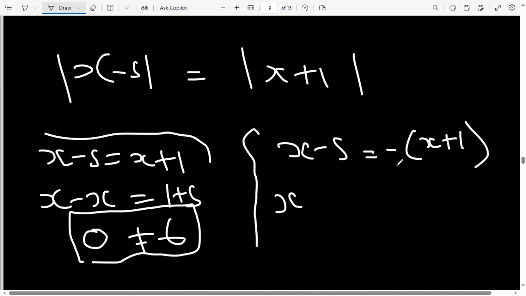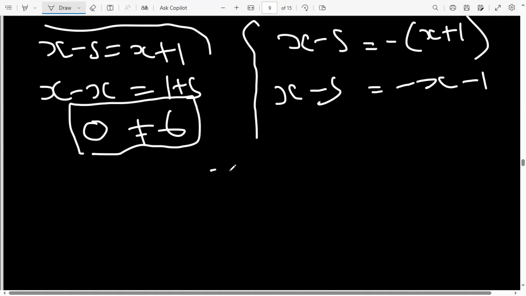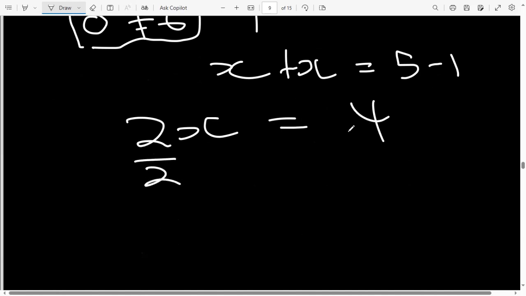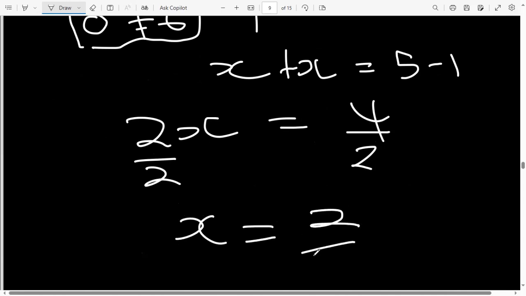So this will be x minus 5 is equal to minus x minus 1. This minus x goes to the other side to be plus x, and we are going to have this 5 go to the other side to be 5, and then minus 1. So it means I have 2x is equal to what? 4. So divide both sides by 2, we are going to get x is equal to what? 2. Okay, and that will be our only answer.